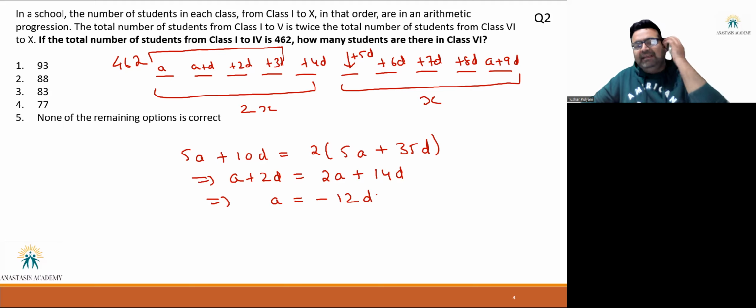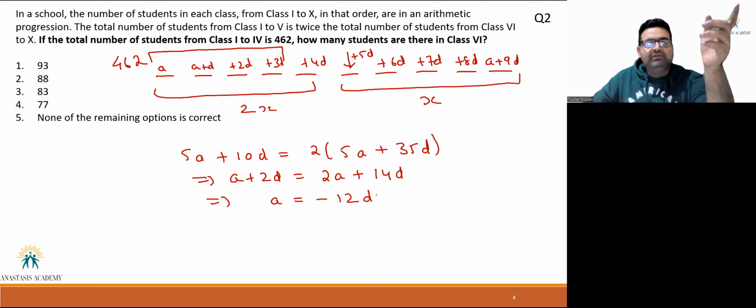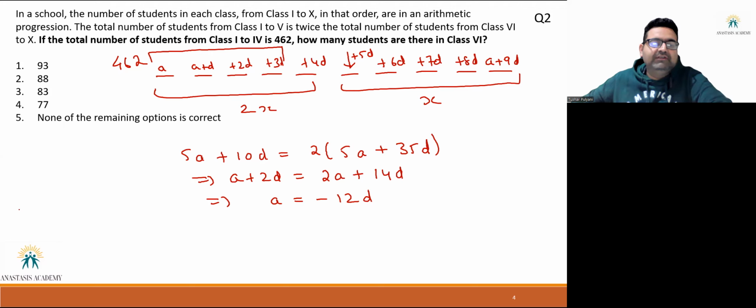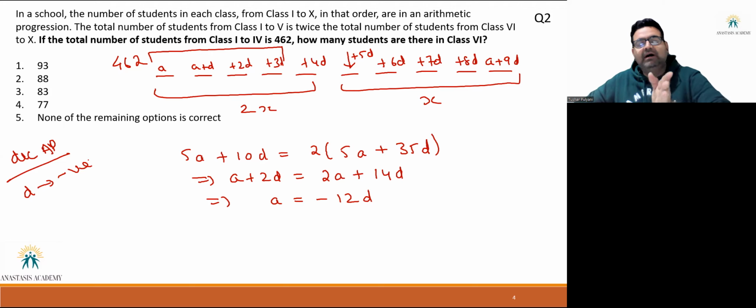This will give me A equals minus 12D. See, this minus sign you could have figured out while solving the question as well, right? Why I'm saying that is because they're saying the sum of the first 5 terms is double the next 5 terms. So it is obviously a question of decreasing AP. Decreasing AP means that D has to be negative. So the number of students of class 1 will be more than class 2 and so on and so forth.